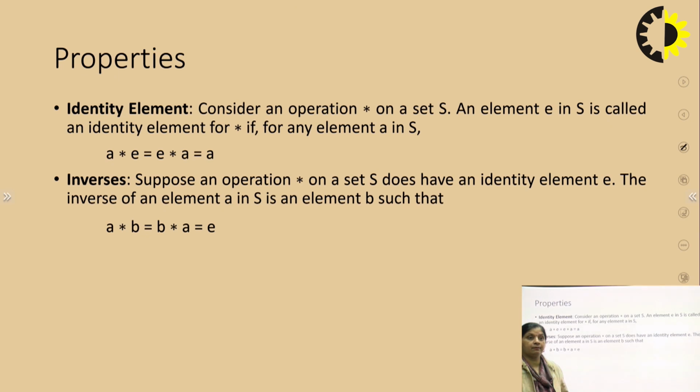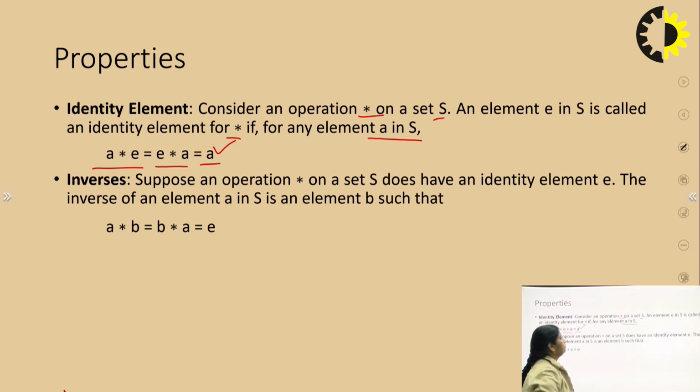Next is identity. Identity element. Let us consider an operation star on a set S. An element e in S is called an identity element for star if for any element a in S, a star e is equal to e star a is equal to a. It means if there is one element such that if we do the operation with that element, we'll get our other element in the answer.